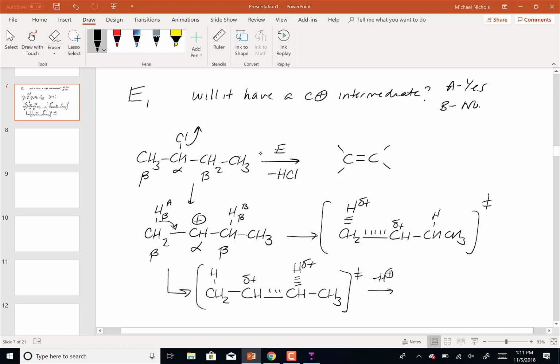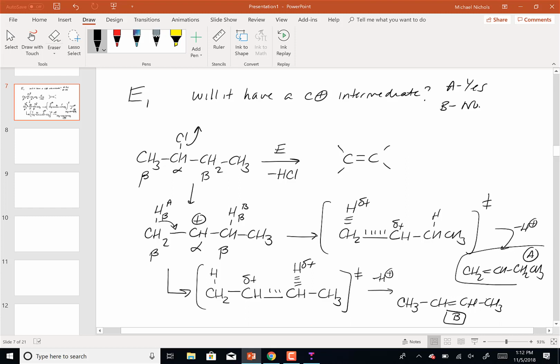And for HB, I'm forming the double bond in the middle of the molecule. So that would be product B. And then for product A, I'm going to have the double bond to the first carbon. So that's going to be product A. So in each case, I'm losing an H plus to get me to that final product. So here's product A, here's product B.